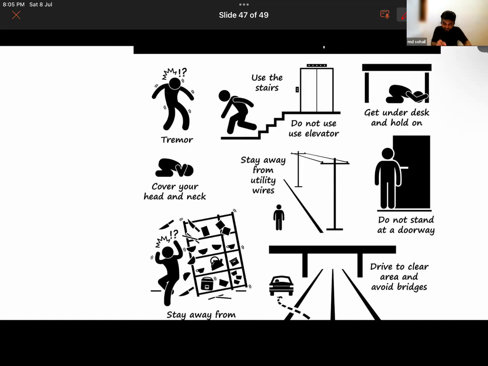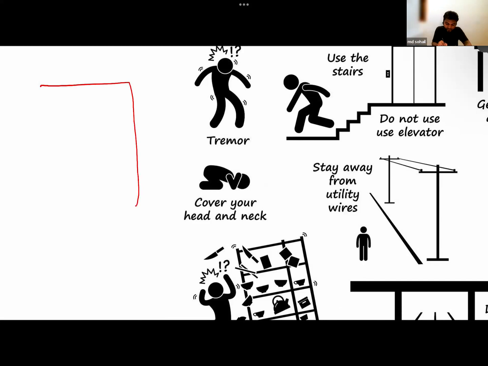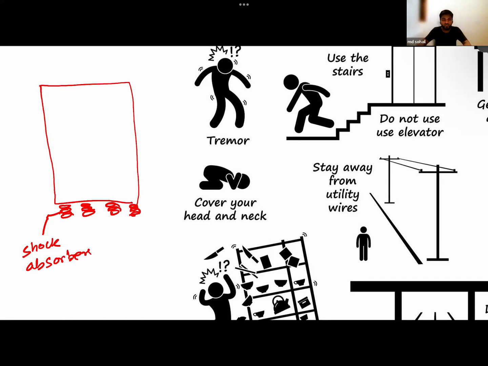See this. If the building is like this, on the base of the building, shock absorbers are placed, right? These are shock absorbers. Just like vehicles have got shock absorbers in them, like a motorcycle or a car, similarly, on the basis of the building, shock absorbers are placed to protect them from destruction and damages, right?